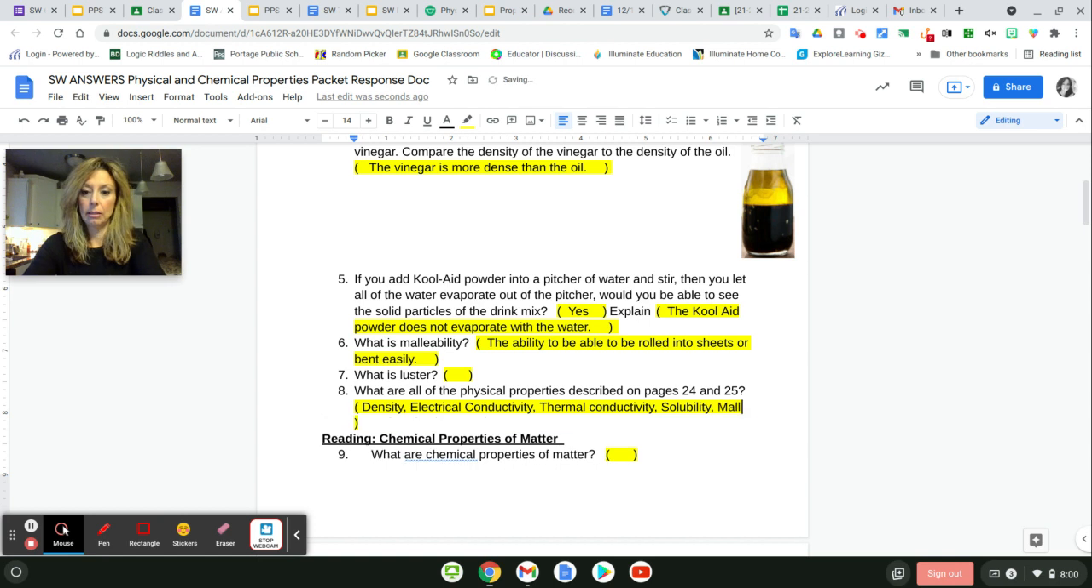Malleability and magnetism. So you guys did some tests with magnets to see if your substance was magnetic. So magnetism is a physical property. Let's see. Luster. That's if something is shiny. It has luster. Okay, boiling point, melting point. And let's see, that might be it.